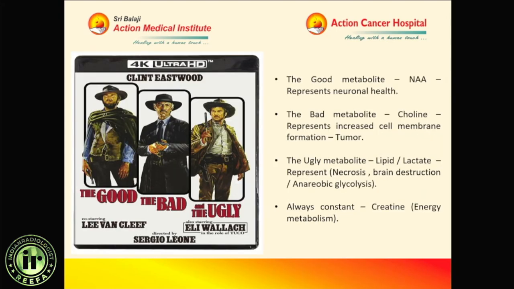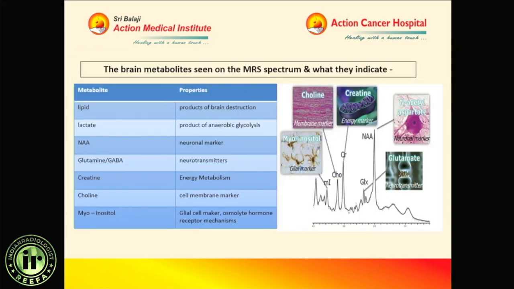Now, we have to remember this: the good, the bad and the ugly. The good metabolite is NAA, it represents the neuronal health. The bad metabolite is choline, it represents increased cell membrane formation and tumor. The ugly metabolite is lipid lactate, which represents necrosis, brain destruction and anaerobic glycolysis. And always remember, the creatine is always constant.